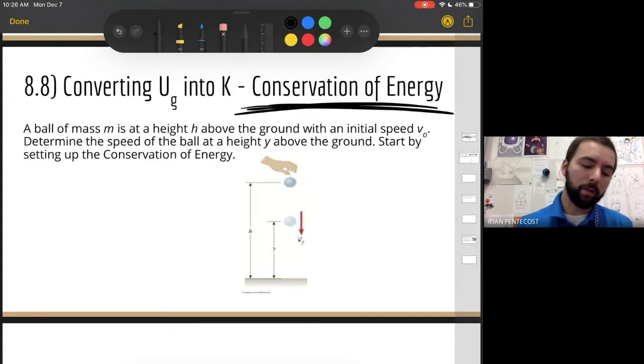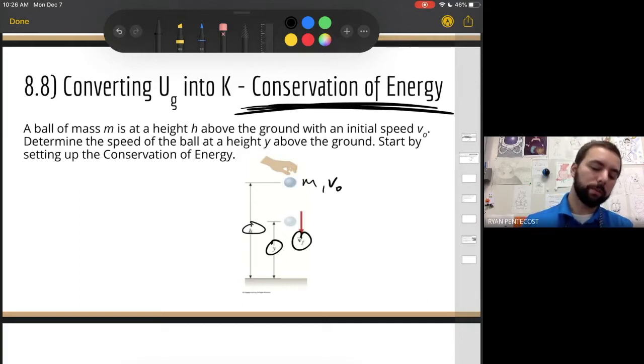So we have this ball of mass m at height h above the ground with an initial speed v naught. Determine the speed of the ball at height y above the ground and start by setting up the conservation of energy. So when we start the conservation of energy, right, or COE, okay, we would say we have initial potential gravity, initial kinetic energy, that equals the final gravitational potential energy plus the final kinetic energy.